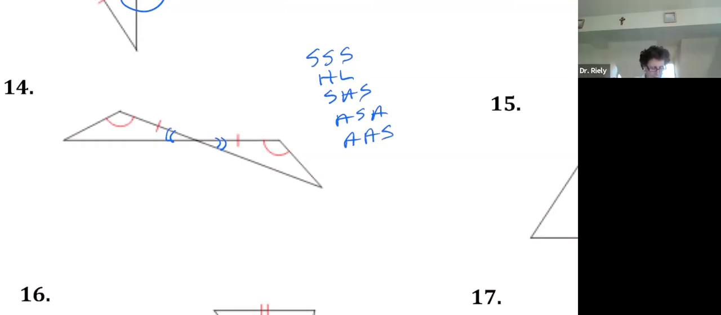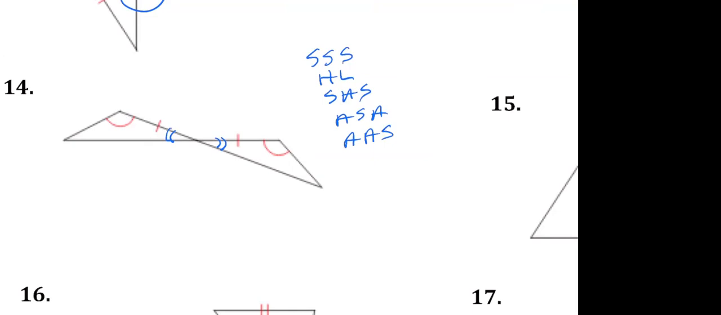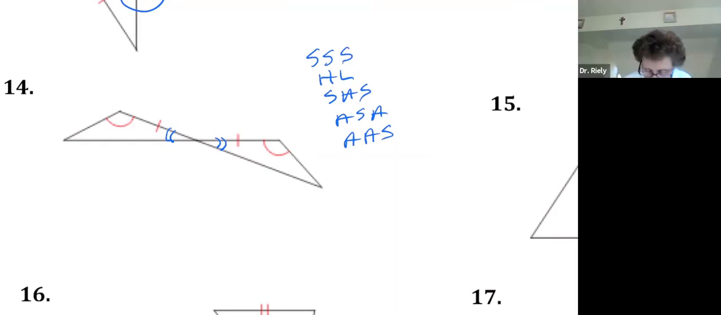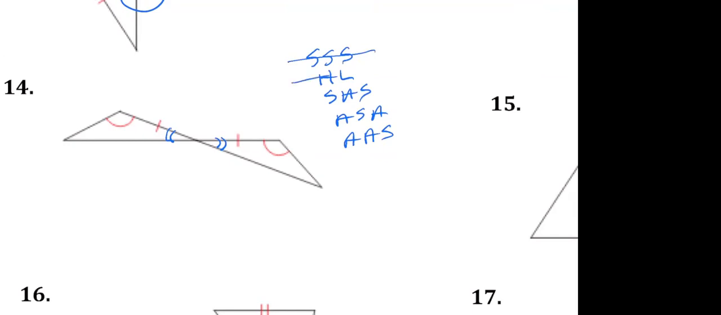You want to go through and just eliminate things? So do you have three? Yeah. Do you have 3 sides marked? I only have one side in each, right? So it can't be this. Yeah. How about, are any of the angles right angles? Nope. So it can't be this.